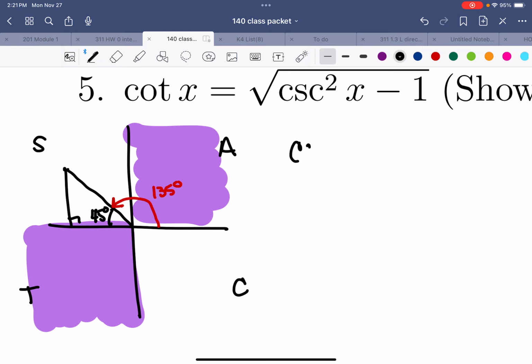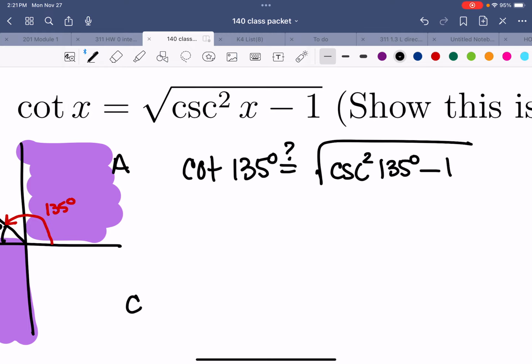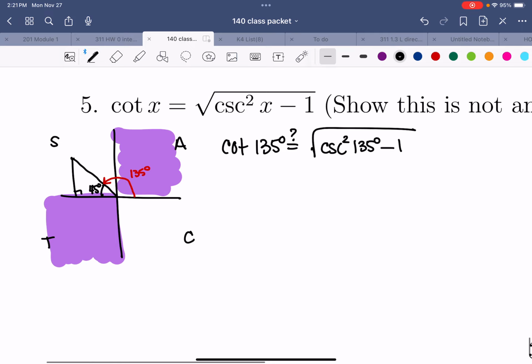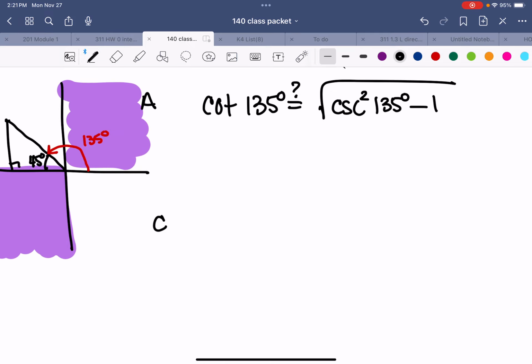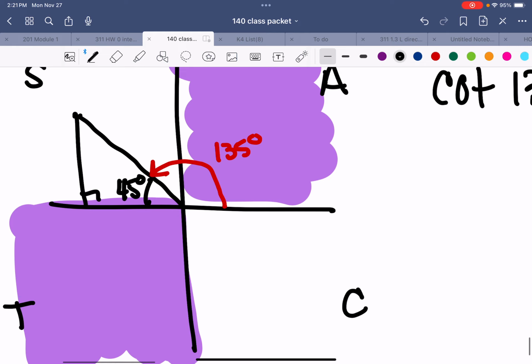So I want to know, what is the cotangent of 135, and is that equal to the square root of the cosecant squared of 135 minus 1? Now you could grab a calculator and plug in and get these values, but I want to do it by hand. So the cotangent of 135, we already have our reference angle. Our reference angle is 45 degrees, and so we have our triangle. In the 45-45-90, this side is 1, this side is 1, and this side is the square root of 2. Now, if I want the cotangent, that's the reciprocal of tangent.